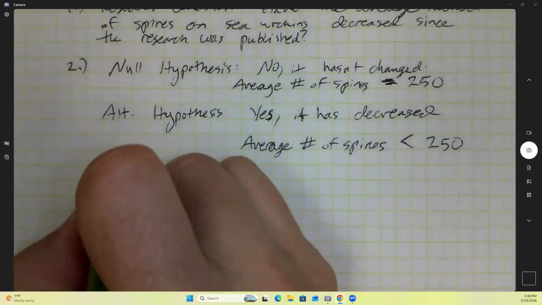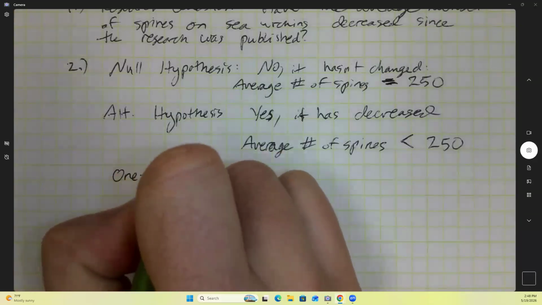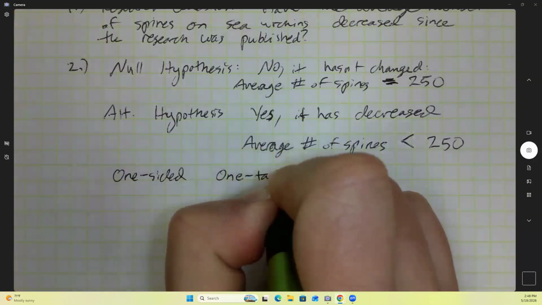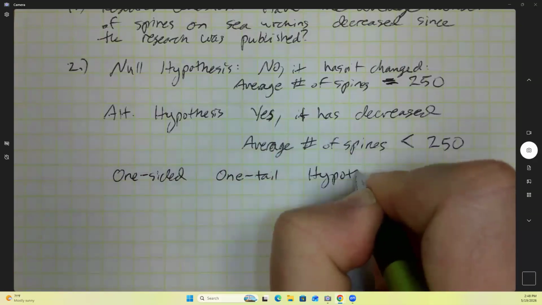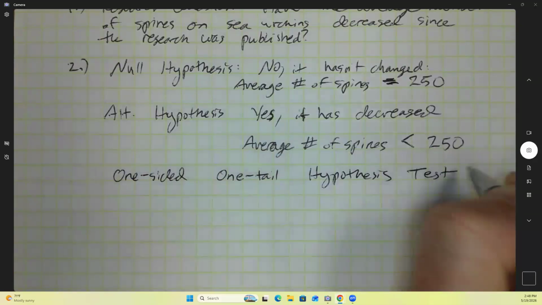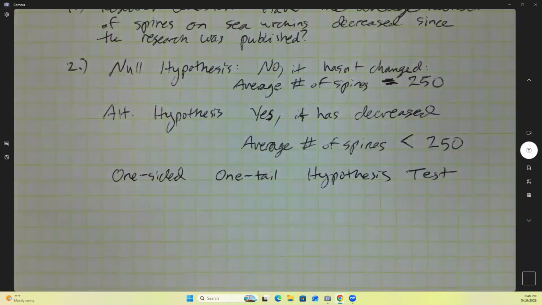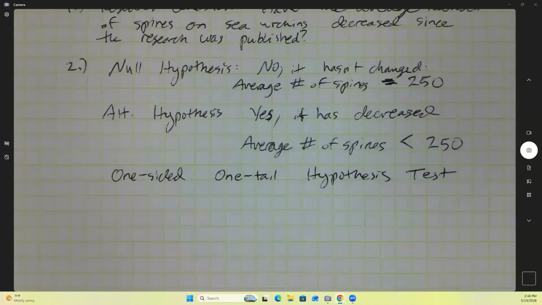This is called a one-sided or a one-tail hypothesis test, where my alternative is not simply that it isn't 250, but that it's actually less than 250, or maybe in another world, greater than 250. So we can do one-sided or one-tailed hypothesis test. We can also do two-tailed. The default, if nobody tells you otherwise, is a two-tail. But this one, the way we phrased, one tail is just fine.